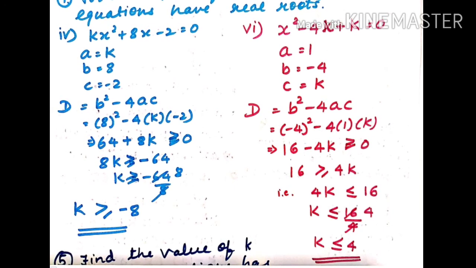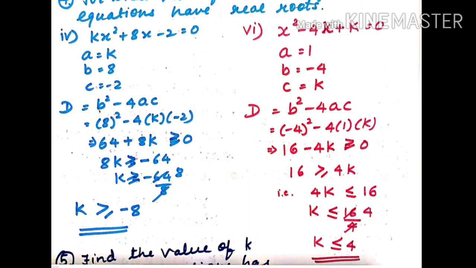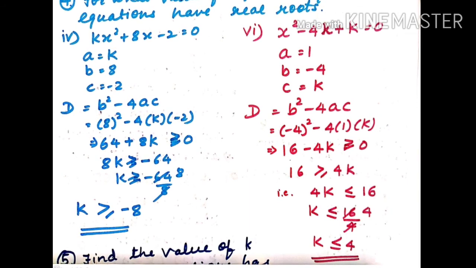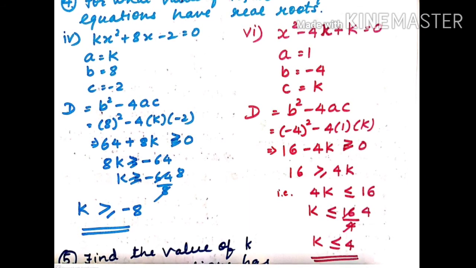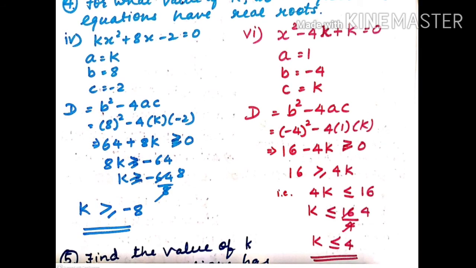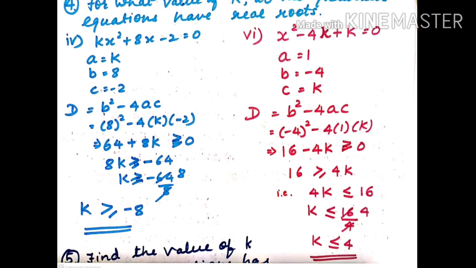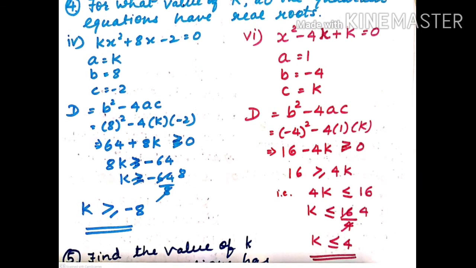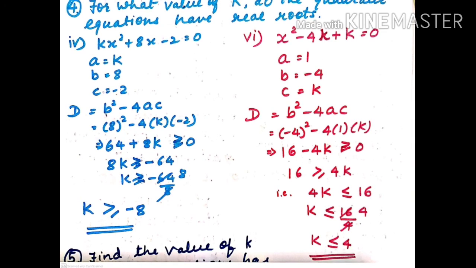4k is less than or equal to 16. So k is less than or equal to 16 by 4. 4 4s are 16, so k is less than or equal to 4. This is our value of k, which we get as less than or equal to 4.